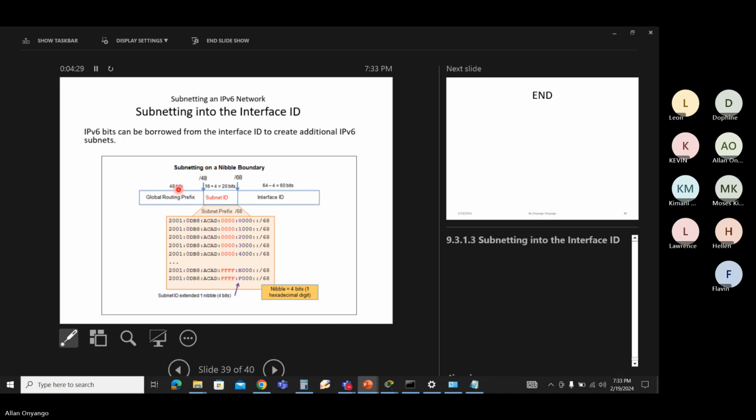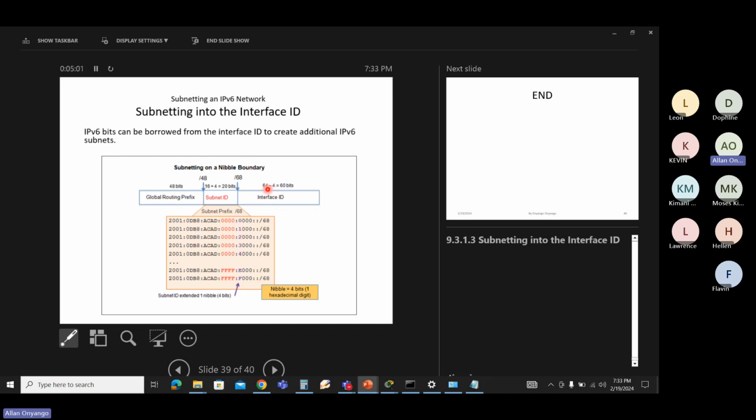Step one, we know that the global routing prefix has so many bits? 48 bits, isn't it? The interface ID has 64, isn't it? And it is the host portion, and it's where we are going to borrow from. Okay? Check this out. When we borrow, one hexadecimal has how many bits? 4 bits, isn't it? When we borrow a whole hexadecimal number, we don't borrow like we're borrowing in IPv4. No, we borrow a whole hexadecimal number, which has 4 bits.